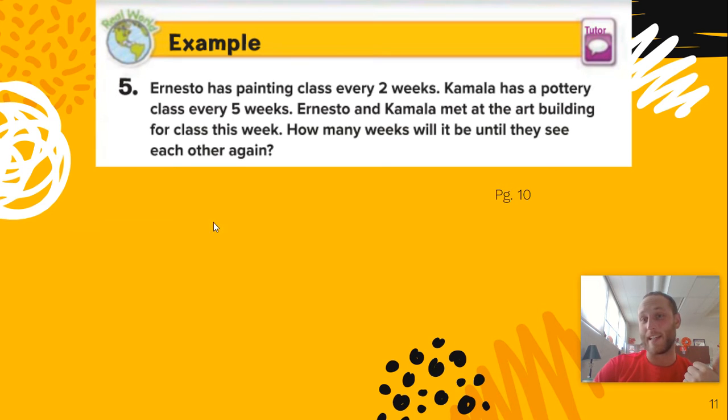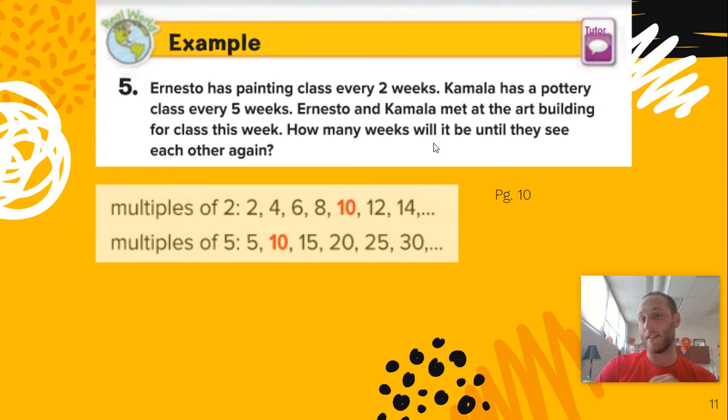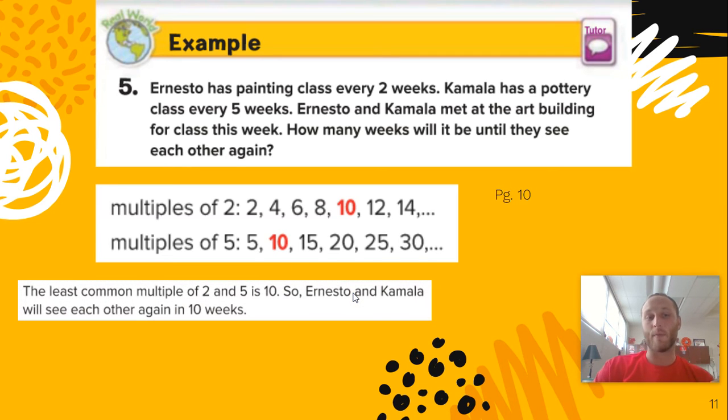So basically, we just got to set this up kind of like we did the other one. This is also on page 10 if you're following along. So we're going to look for the multiples of 2 because it says he has class every 2 weeks. Then we have to look for the multiples of 5 because Kamala has pottery class every 5 weeks. And then we just do our skip counting. So 2, 4, 6, 8, 10, 12, 14, 5, 10, 15, 20, 25, 30, and then boom, 10 right here. So the least common multiple of 2 and 5 is 10. So that means Ernesto and Kamala will see each other again in 10 weeks.